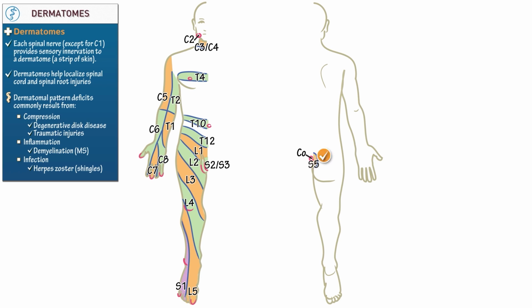The innermost is S5, then going outward is S4, then S3. Then show that S2 encircles S3 but also extends down the posteromedial lower limb. Next, show that S1 extends down the posterolateral lower limb and covers the Achilles.